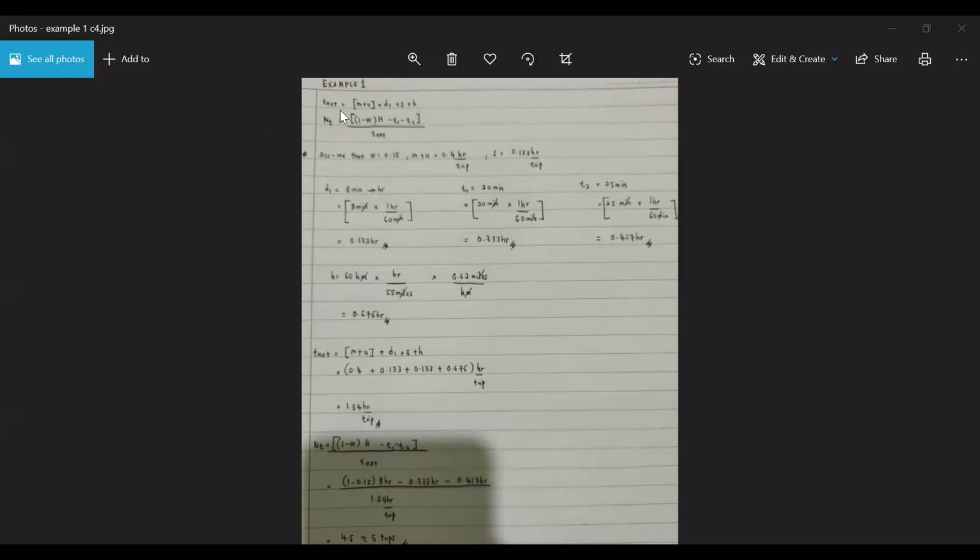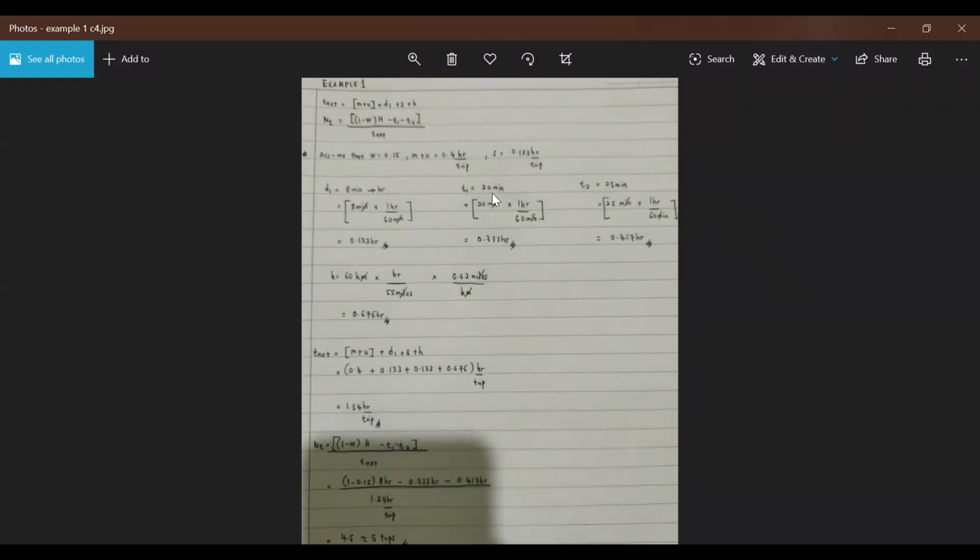question. We have T net equals M plus U plus D1 plus S plus H. And for NT, it is 1 minus W, in brackets, multiplied by H minus T1 minus T2, divided by T net. And then the assumptions that you need to have are small w equals 0.15, M plus U, which is 0.4 hours per trip, and S equals 0.133 hour per trip.